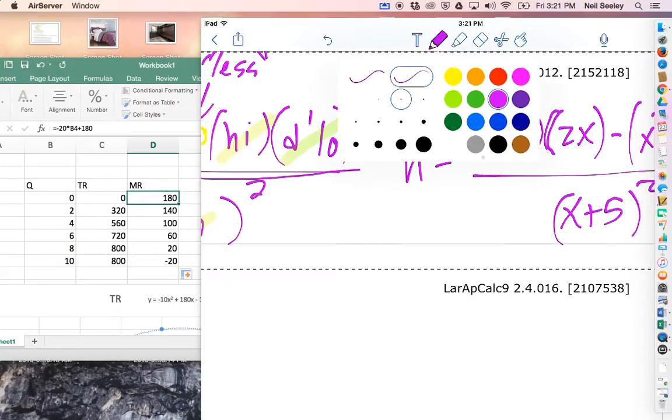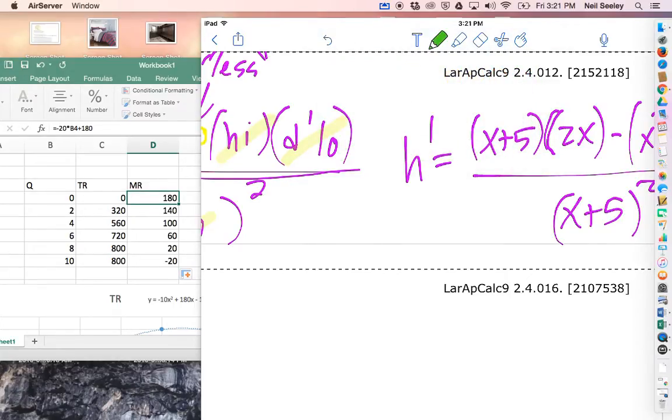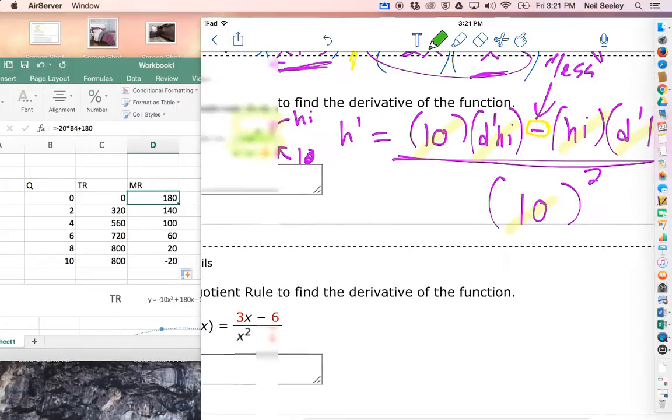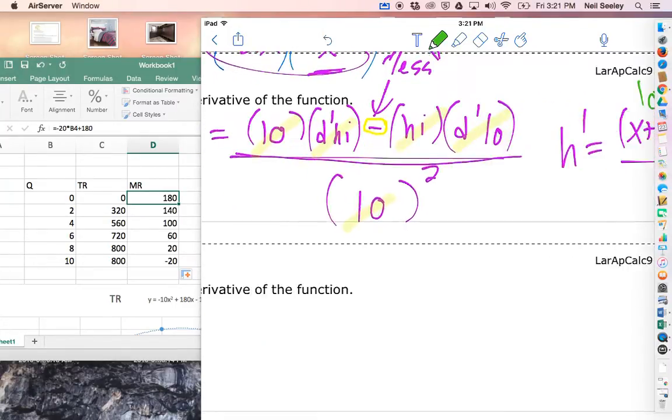So if I go back and do that little mnemonic device on top of here, remember here's low, d high, right here, the derivative of the top, less high, d low, over the square of low we go, low squared. Okay, so those are all the components. That's the quotient rule. That's the derivative of that quotient that we had in the beginning is done that way.